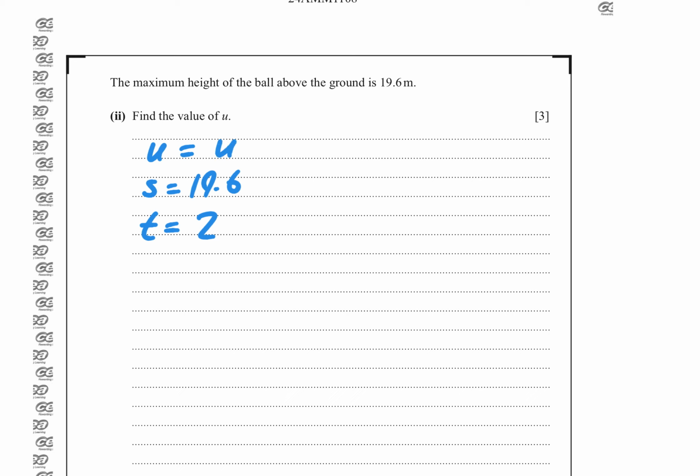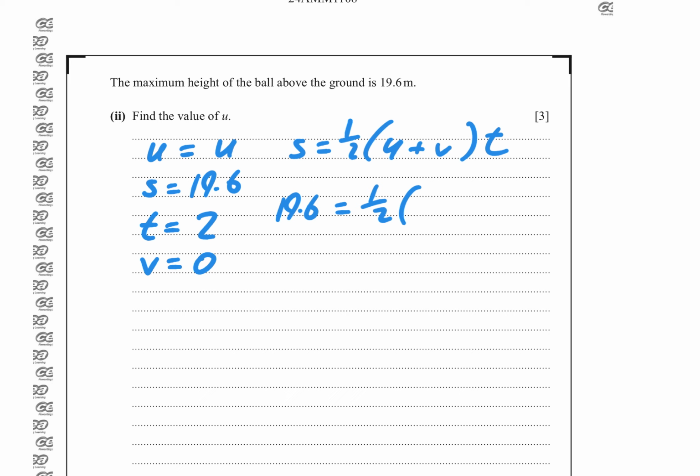Our u is just equal to u, and at maximum height, your v is equal to 0. So we're just going to use the formula s is equal to a half (u plus v) times t. So that means 19.6 is equal to a half, and then u plus v, so that's just u plus 0, and then times t, which is 2. That works out to u being 19.6, and that's in meters per second. That's the units of velocity, meters per second.